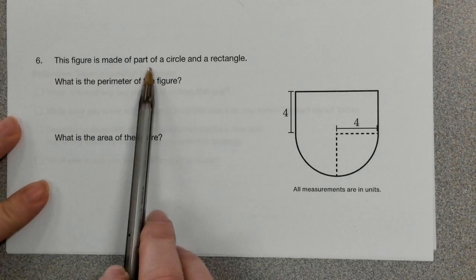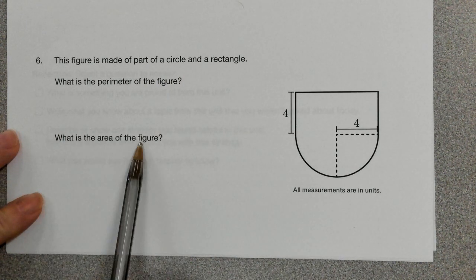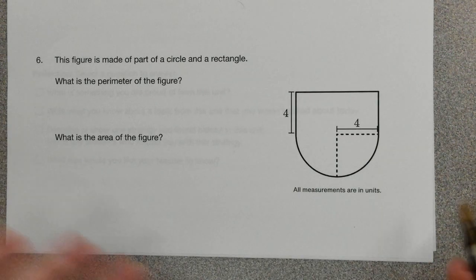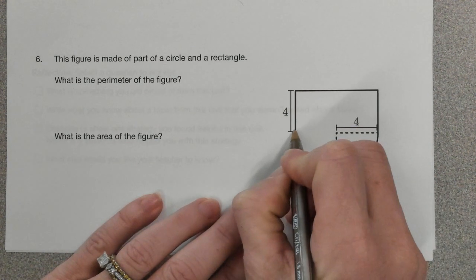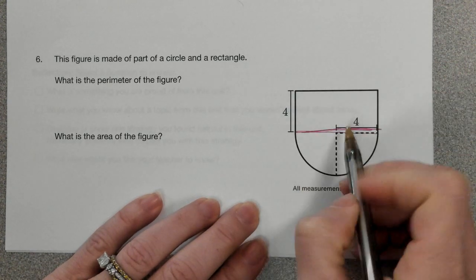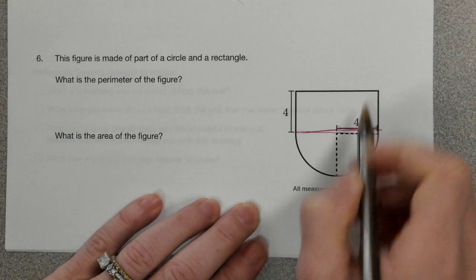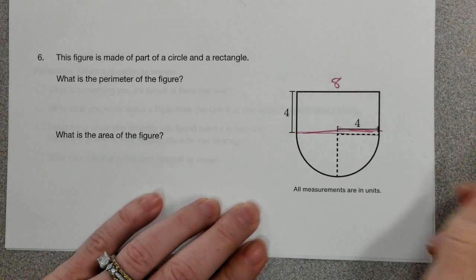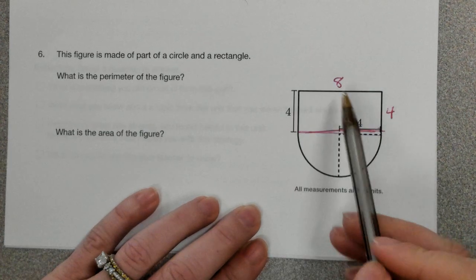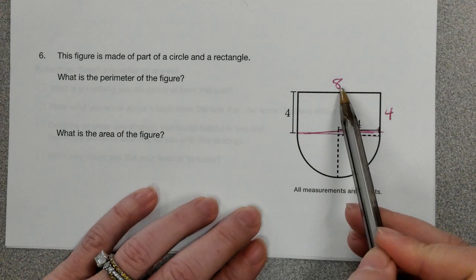Number 6 says this figure is made of part of a circle and a rectangle. What is the perimeter and what is the area? Perimeter is the distance around the outside edge. So looking at this, I can see that we have a rectangle on the bottom, and if half of the distance is 4, then I know that the length of the rectangle is 8. Width here would also be 4. So the perimeter of just the rectangle is 16 units.